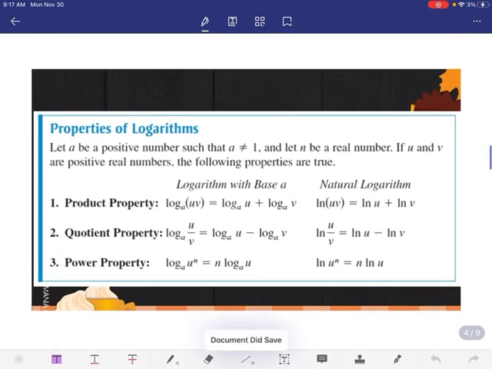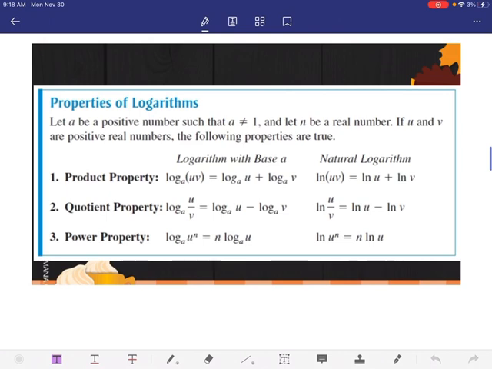Alright, so we also have a few more properties. We have our product property that tells us that if we have two things that are being multiplied on the inside, we can actually break that apart into two separate logarithms using addition. Likewise, we have a quotient property that allows us to break division up into subtraction, and we have a power property that allows us to bring a power inside of a logarithm to the front of the logarithm.